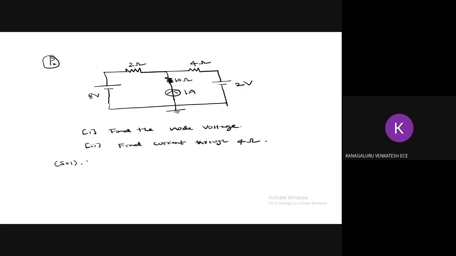Let us look at the solution. Now tell me step 1. Identify the number of nodes. Can someone respond how many nodes are there in the given circuit? 2, sir. 2 nodes are there. What are they? Where will I be getting them? This is 1.